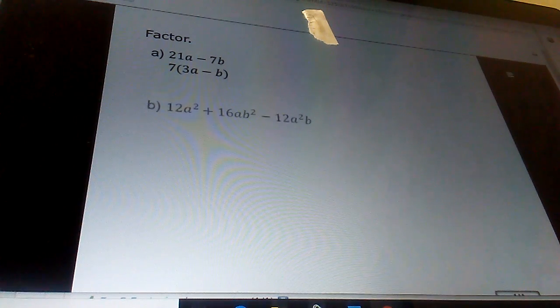For part B, we want to factor 12a squared plus 16ab squared minus 12a squared b. First, identify the GCF of the coefficients, 12, 16, and negative 12. The GCF of the coefficients is 4.